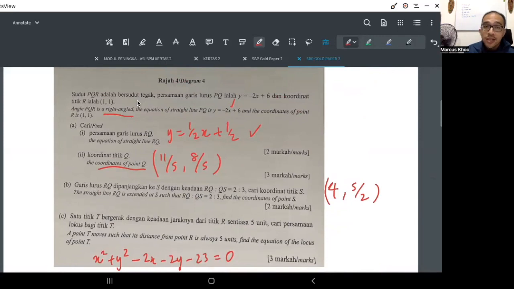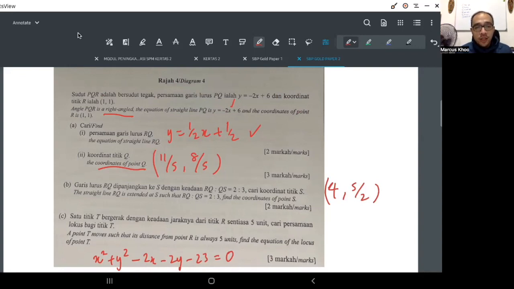Now look at the answer once again. It is a very strange answer, 11 over 5 and 8 over 5. So like I said last time, don't be surprised if the answers are very weird looking. Consider it a part of life in taking maths.